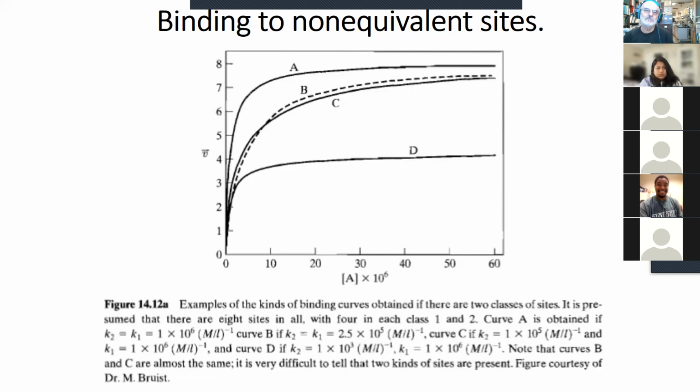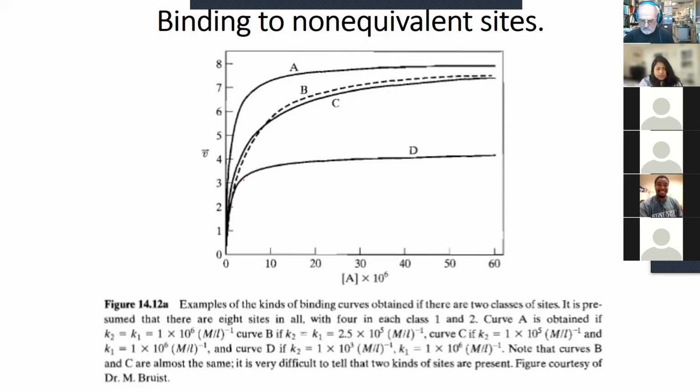Okay, and then there's a similar plot in the other chapter that shows different kinds of features. So A is equal binding constants, B is they are the same, but they're weaker. So you can see how it shifts and it's weaker. C is 10 to the 5th and 10 to the 6th. So it's similar to the one that I just showed you. And then D is 10 to the 3rd and 10 to the 6th.